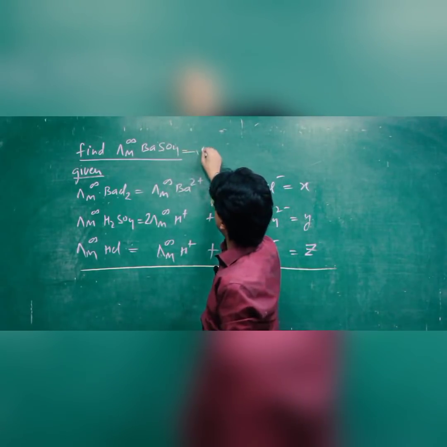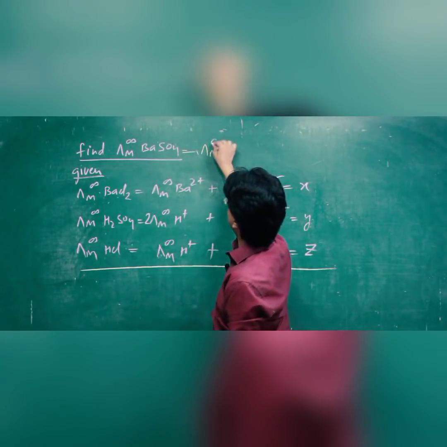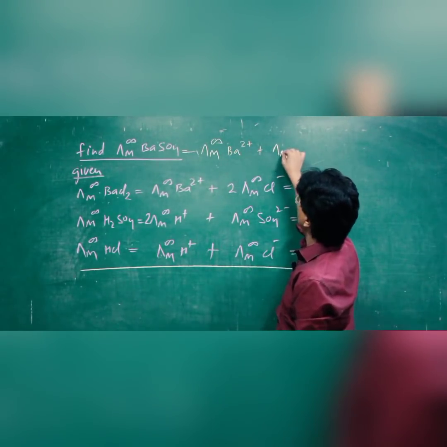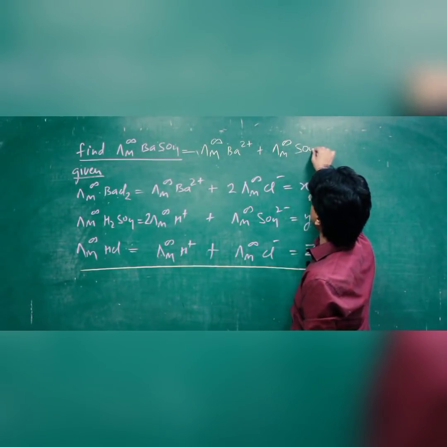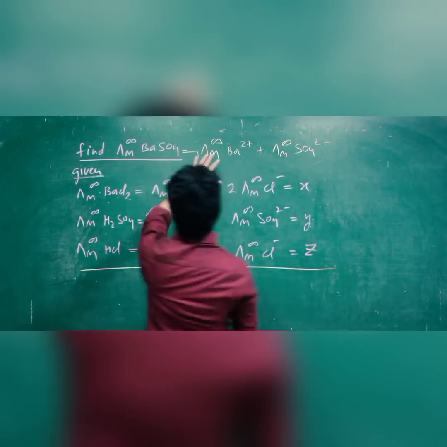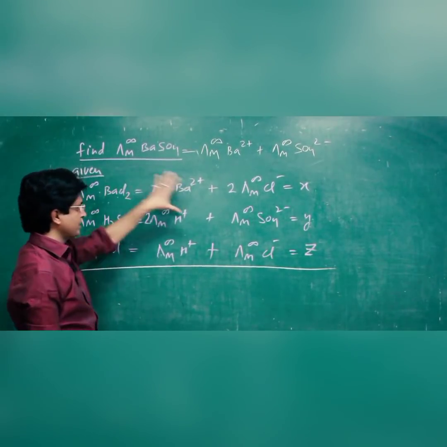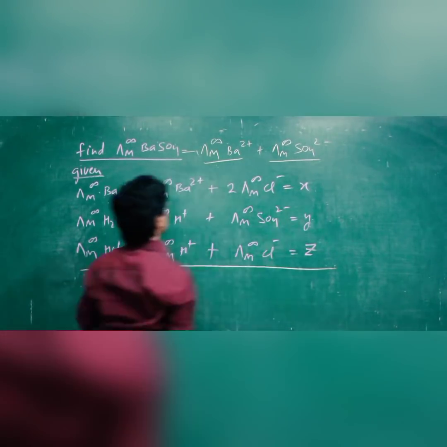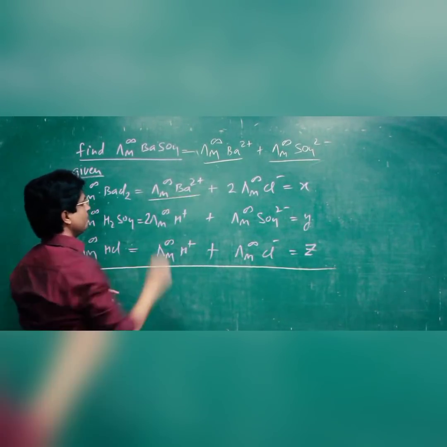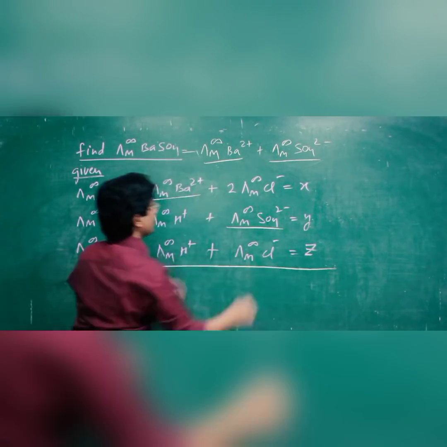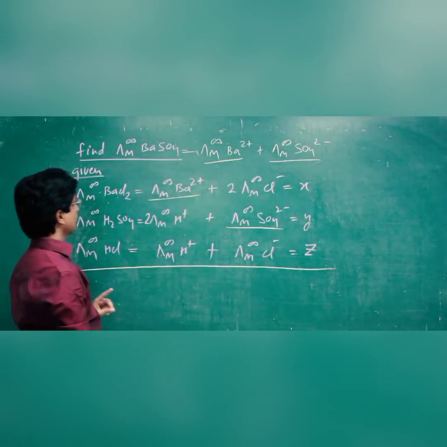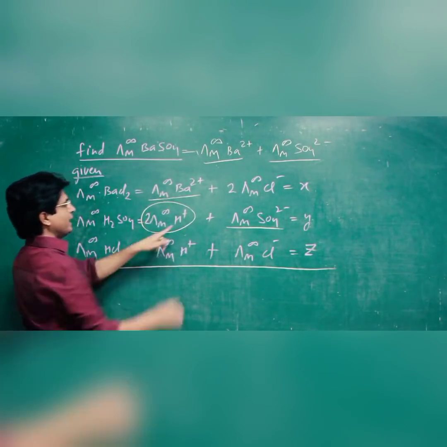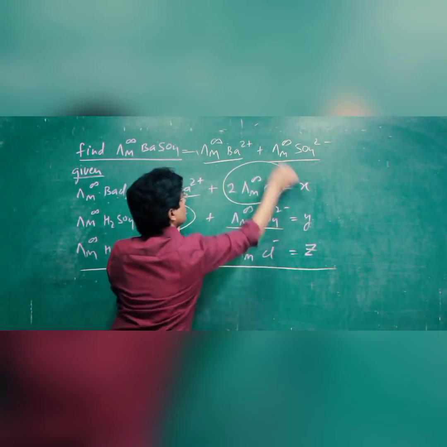Now this will be actually equal to, according to Kohlrausch law, molar conductivity of barium ions plus molar conductivity of sulfate ions. I need this with the help of this data. Now I told you I require barium ions and sulfate ions. In the first equation I have got barium, in the second equation I have got sulfate. So I'll add these two equations, but remember that I do have 2 H ions and 2 Cl ions.